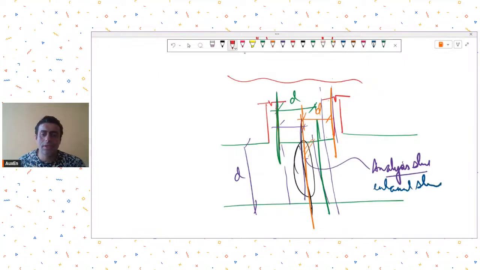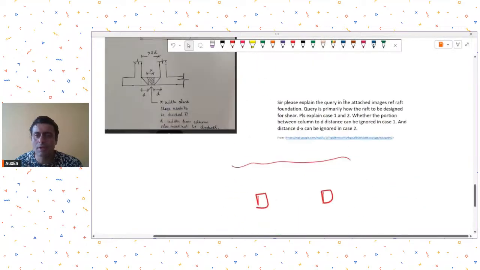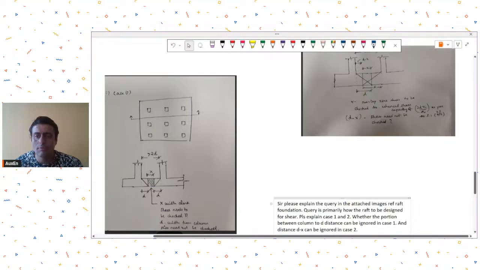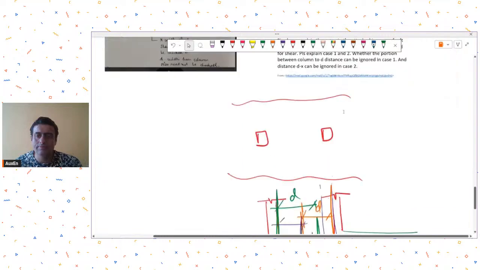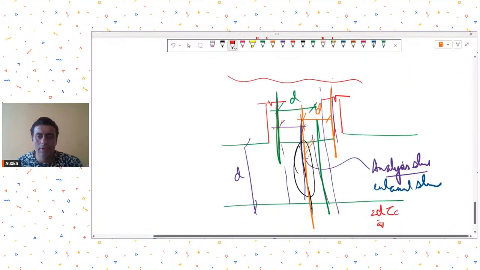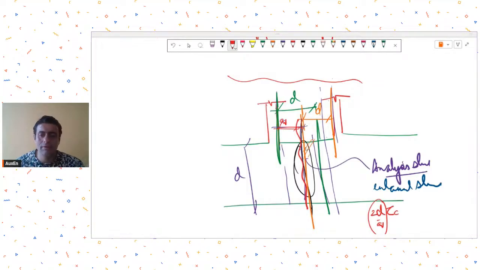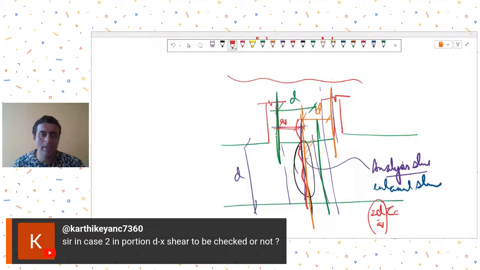So basically in enhanced shear, you are allowed to multiply the tau c by 2d upon av. You're allowed to multiply it by this multiplying factor, where av will be the distance at which you're checking the critical section, and it is smaller than d. So whatever analysis shear you have, you check it against that enhanced shear value.